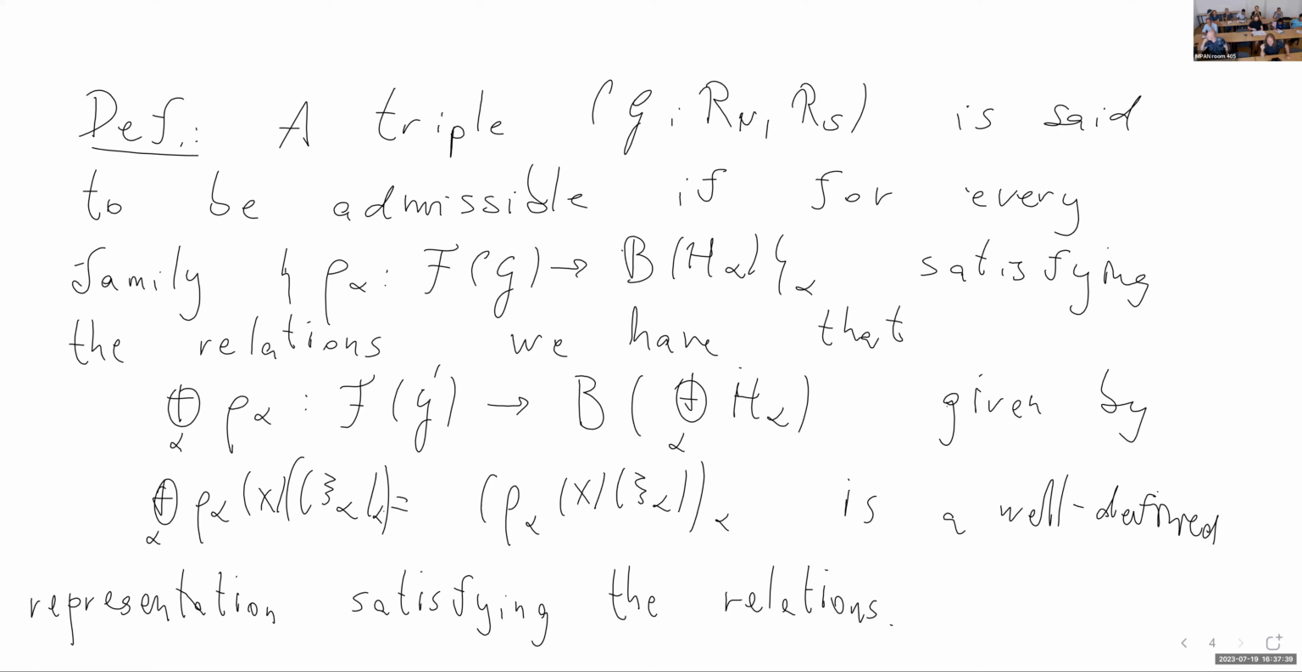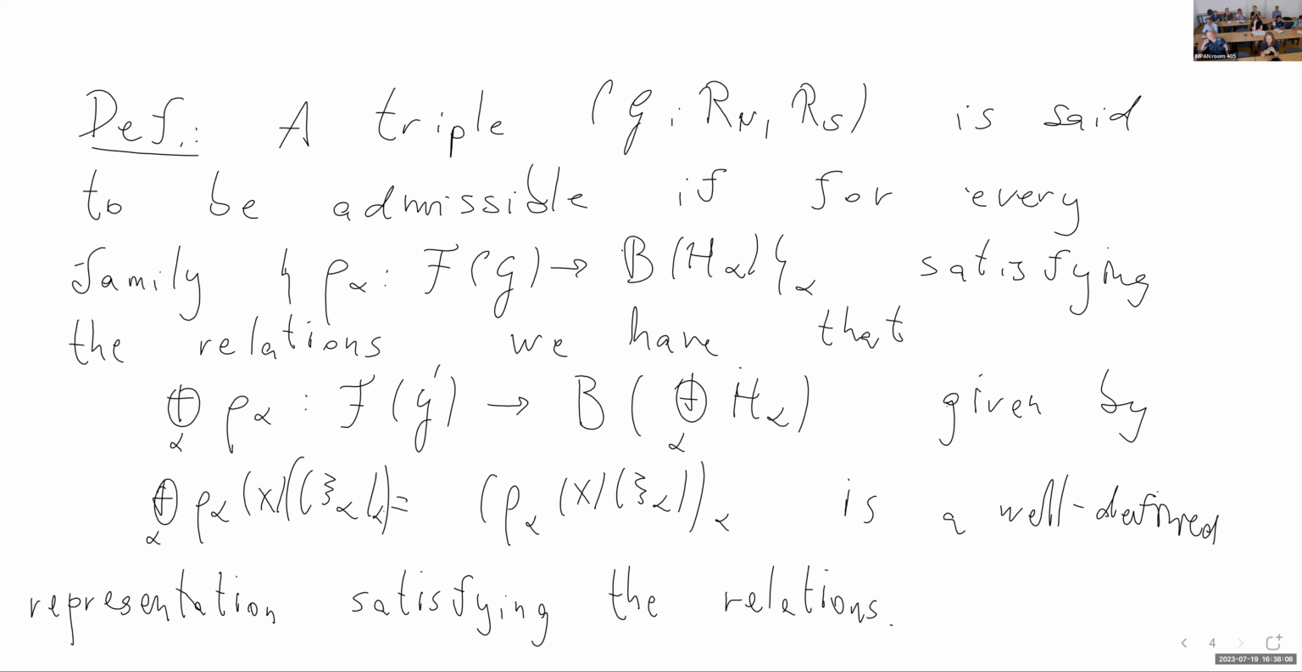So there are a lot of things that can go wrong here. First, this formal element here may not be an element in the direct sum of the Hilbert spaces. Even if it is, this map may not be bounded. And if it is bounded, it may not satisfy the relation. So these are the three things that we need to satisfy in order to have a well-defined representation satisfying the relations.